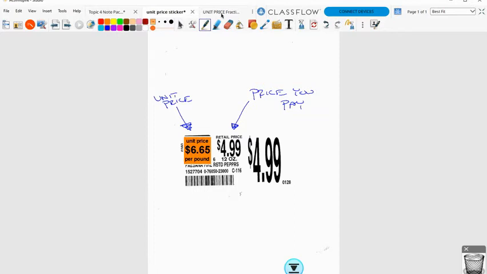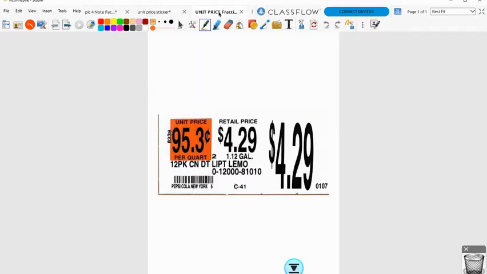Okay, one other price tag I want to show you looks like this. Again, you've got the retail price right here. That's the price that you're going to pay when you go up to the cash register. Notice the unit price on this one. All right, it says that it's 95.3 cents per quart. Okay, when the unit price is under $1, like in this one, you always go out to the tenths place with your money. So this is 95.3 cents per quart.